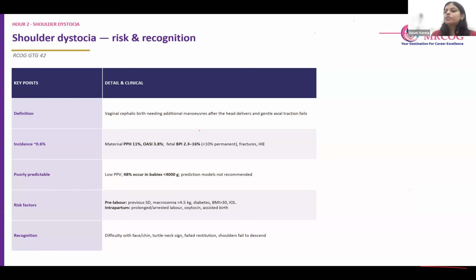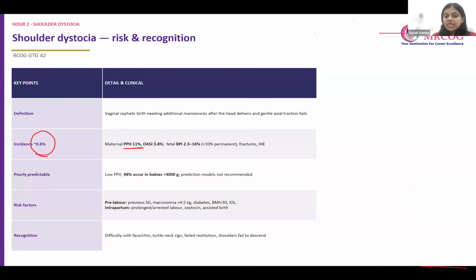You must be aware of turtle sign, the time interval of 60 seconds. So vaginal cephalic birth, which needs additional maneuvers after the delivery of head and even after gentle axial traction fails, is termed as shoulder dystocia. Incidence is approximately 0.6%. The risks are maternal PPH, 11%.